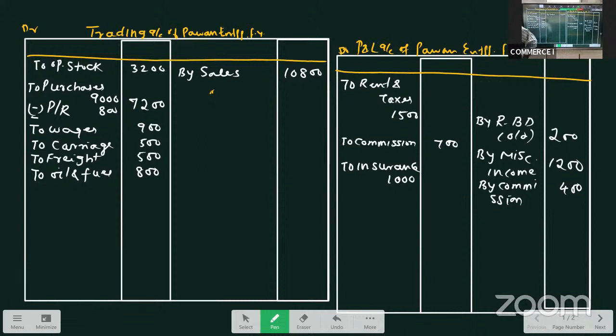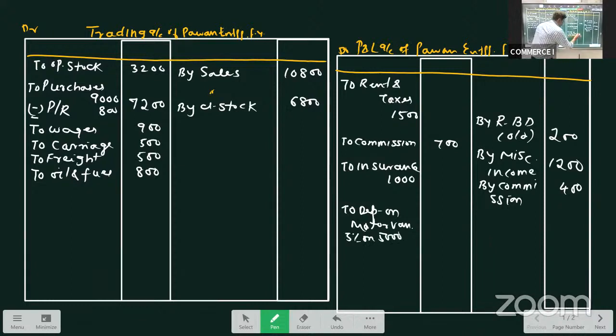Now let us come to adjustments. Closing stock will come in the trading account, and then we'll take it in the balance sheet asset side. Depreciation on motor van. What is the value of the motor van given? 5,000. On that, 5% depreciation is to be taken. So I'll take this here as 250. Then this 250 will be deducted from 5,000 on the asset side.